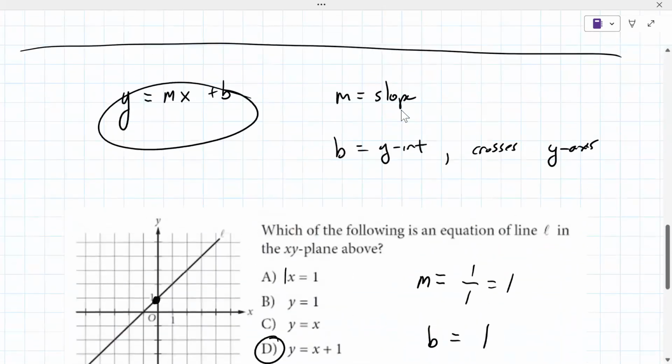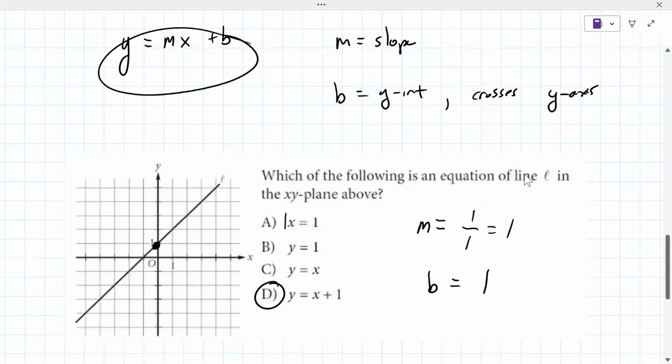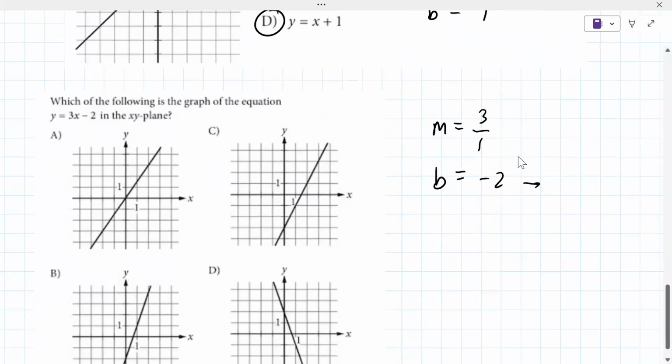The B value is where the line crosses the y-axis. And you don't have to write any of this down, but you know by now I'm probably going to ask you something. If I put it down, I'm probably going to ask you about it pretty shortly after.